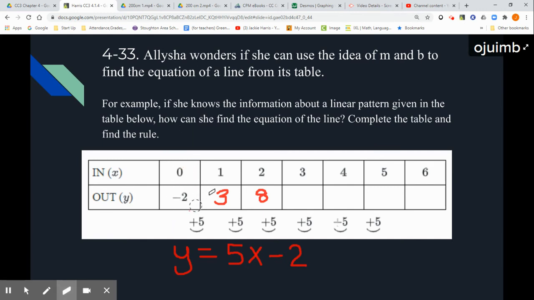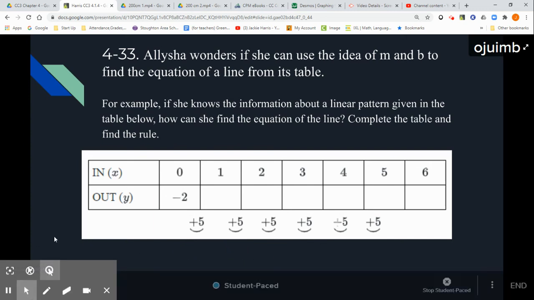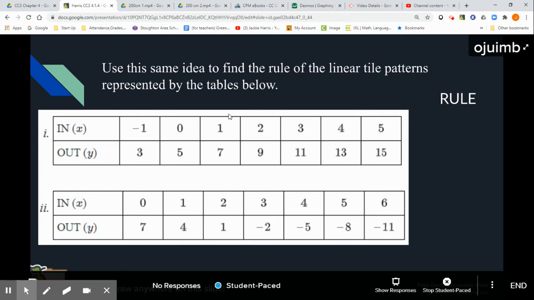And again, I got to erase this to get to my next slide. So you need to use the same idea to find the rule for the linear pattern represented here. You'll notice that it says you can draw anywhere on the slide. You need to write the rule for both of these tables. The link to the Pear Deck is in this Schoology assignment.